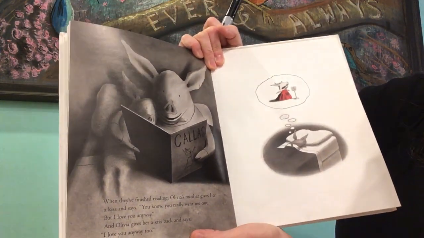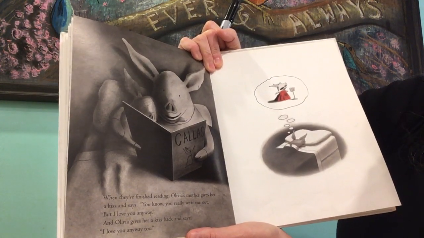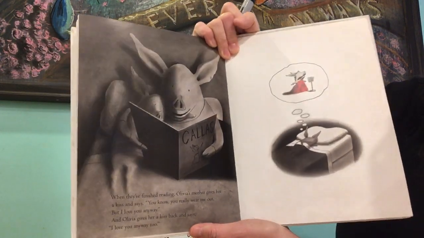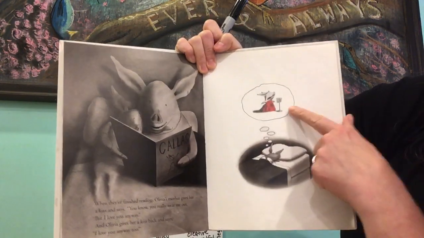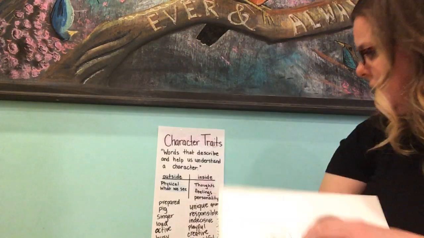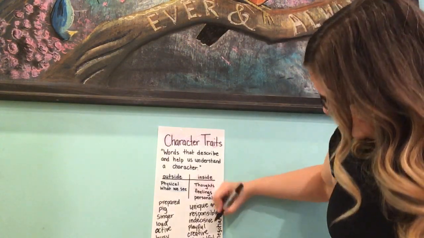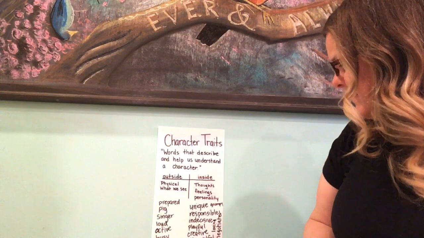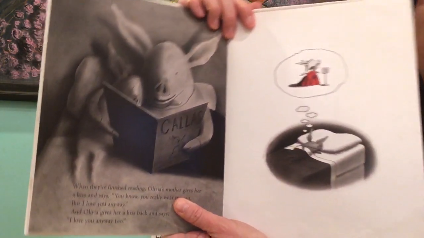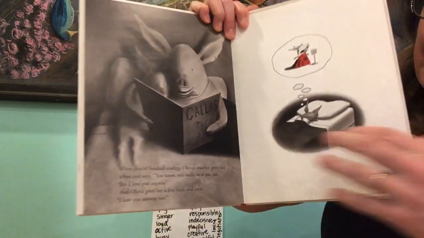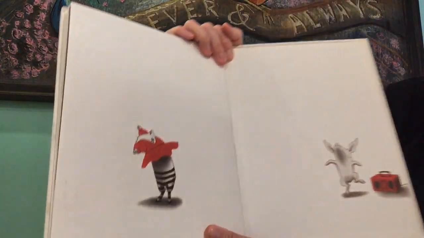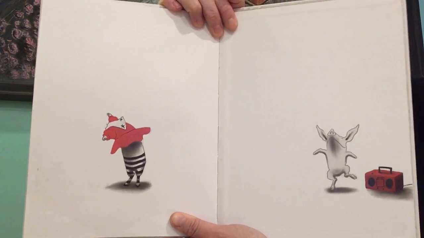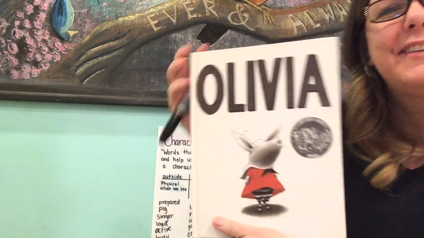When they finished reading, Olivia's mother gives her a kiss and says, "You know, you really wear me out, but I love you anyway." And Olivia gives her a kiss back and says, "I love you anyway too." And there she is dreaming of being an opera singer. And so we can also say that she is loving. Because she is very loving. Just like you are. And there she is the next day, taking off her dress and getting ready to boogie. And that's the end of Olivia.